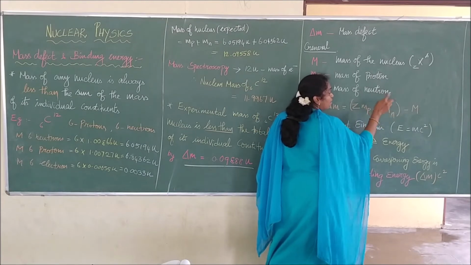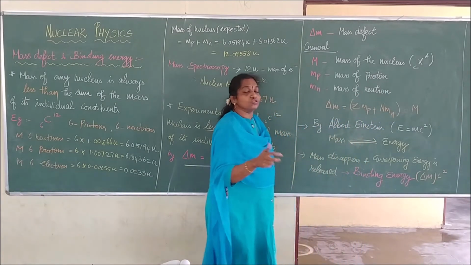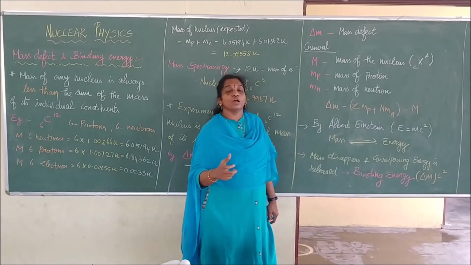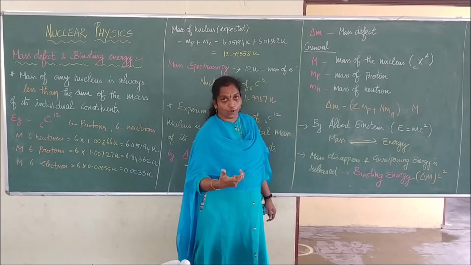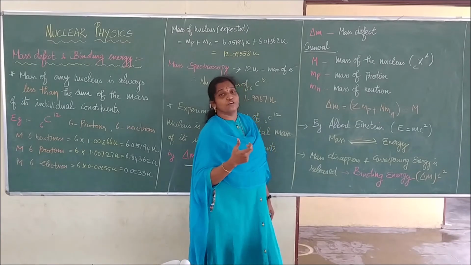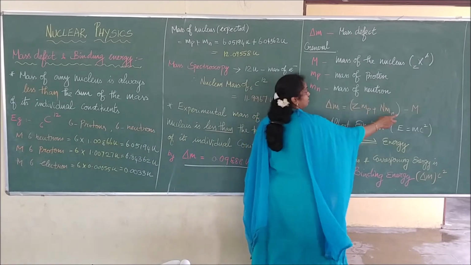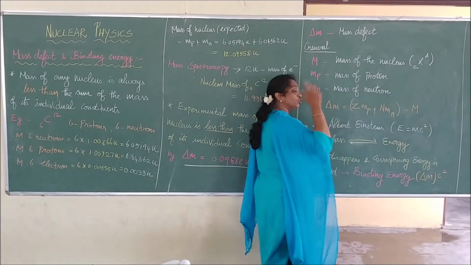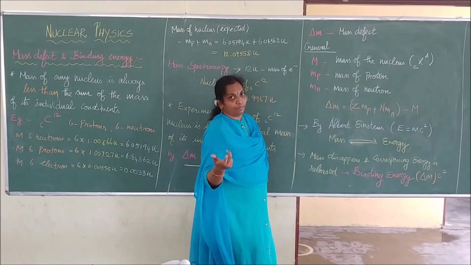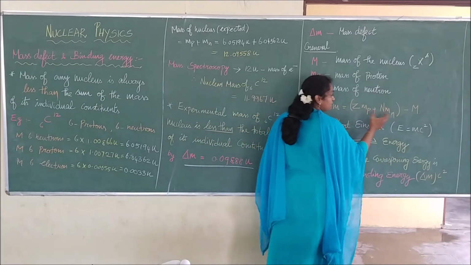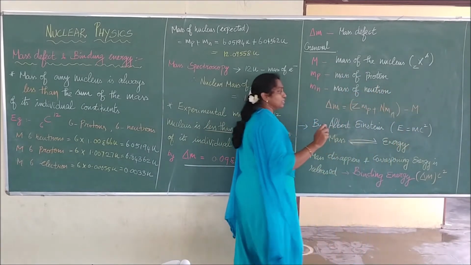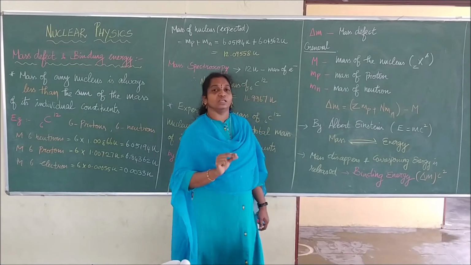Then your neutron number into mass of the neutron. So the summation of both gives you what? The total mass of the nucleons. That is the mass of a nucleus minus the total mass of what we actually measure using the experiments. So the calculated mass minus the experimental mass gives you a small change in the mass value.